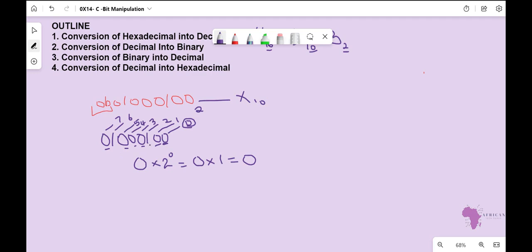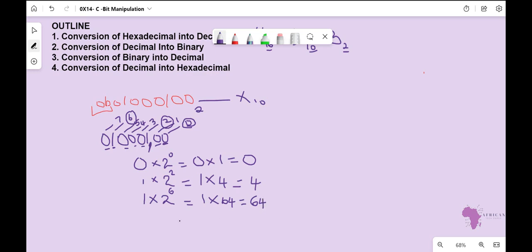So I will go straight to where we have 1 here. I will say 1 multiplied by 2 raised to, what are we raising to? We are raising to this 2. 2 raised to 2, which is the same as saying 1 multiplied by 4, which will give us 4. Next, we come to this one, where you have 1. The rest are zeros, we don't need them. So we'll say 1 multiplied by 2 raised to 6. You see here we have 6. 2 raised to 6 is 64, so 1 multiplied by 64 equals 64.